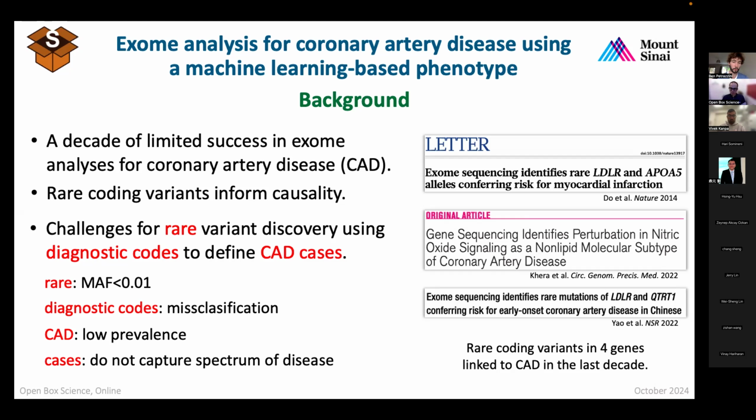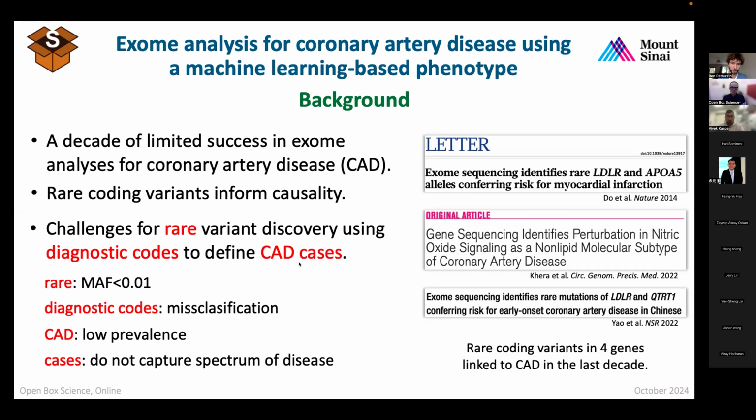But then also the use of diagnostic codes has known biases and can result in misclassification, which at the end introduces noise into the test statistic and also reduces power to identify significance. An issue intrinsic to studying CAD is that it has low prevalence, around 6%, I think. And so again, the number of carriers with the disease is even lower, and so it's harder to identify significant genes.